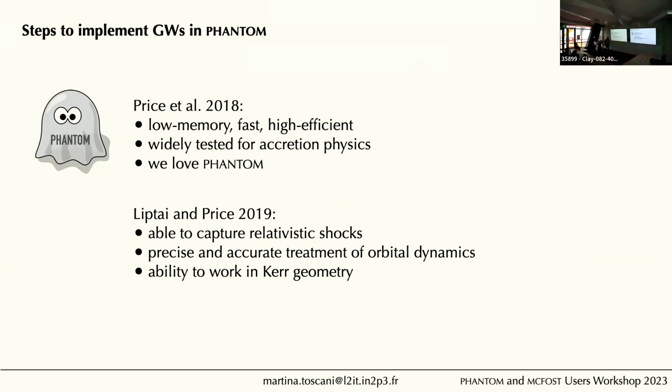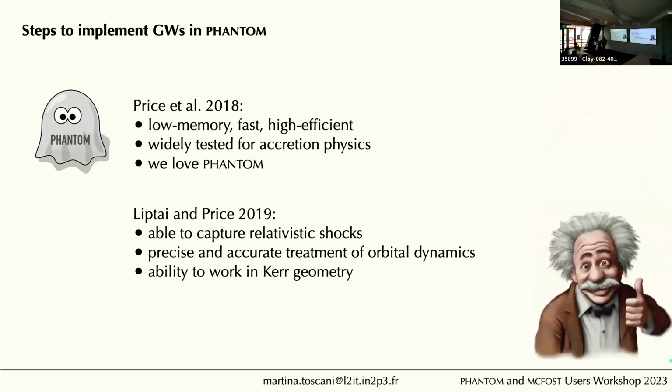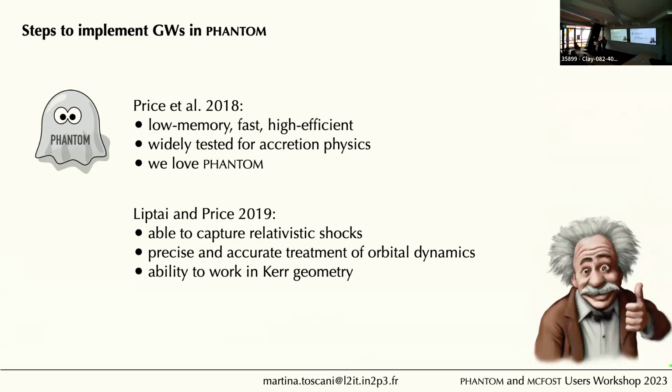First of all, since Phantom is an SPH code, it's particularly well suited to simulate non-axisymmetric systems, that are the interesting systems when we want to study gravitational wave emission. Moreover, since 2010, we also have GR Phantom. That is, with Phantom, we have general relativity implemented. It is possible to simulate astrophysical systems in a fixed background metric like the Kerr metric. So these features make Phantom a perfect code to simulate this tool. And also Albert Einstein is happy with the choice. So we can proceed.